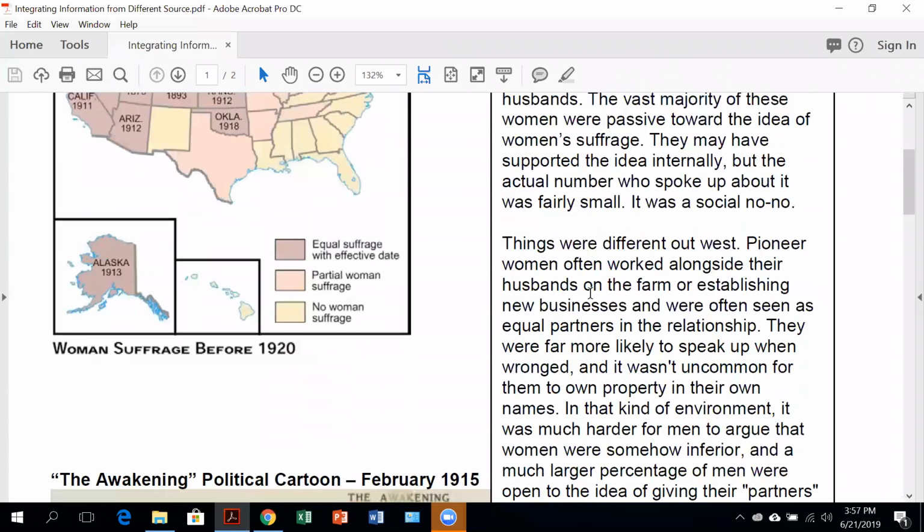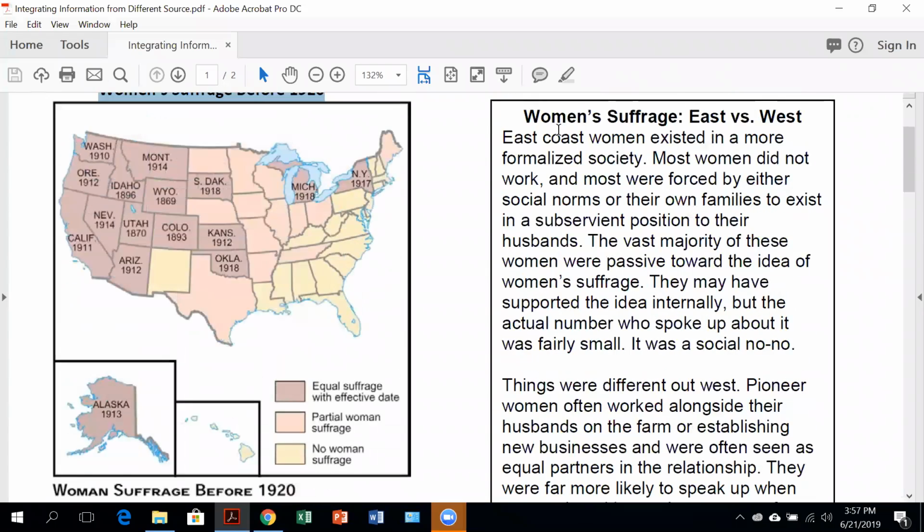I'm going to go ahead and read it and see what it says. This is comparing women's suffrage east to west. It says East Coast women existed in a more formalized society. Most women didn't work, and most were forced by either social norms or their own families to exist in a subservient position to their husbands. This is a $50 word here, subservient, and that just means that men had more power and more rights than women, and so women were more second-class citizens at this time.